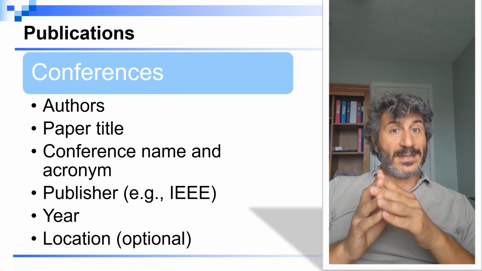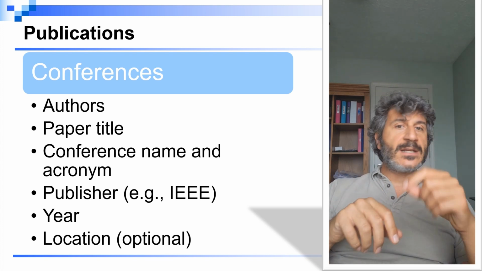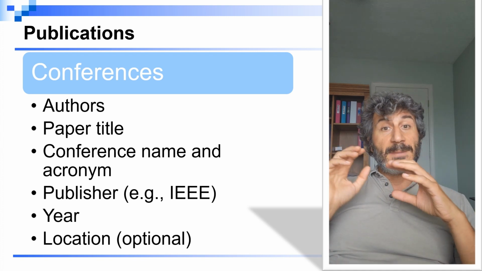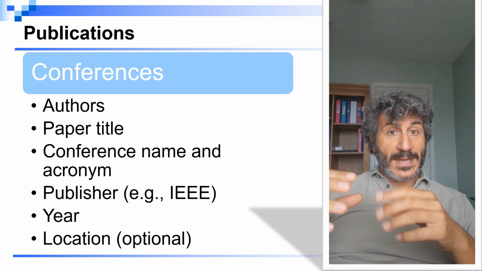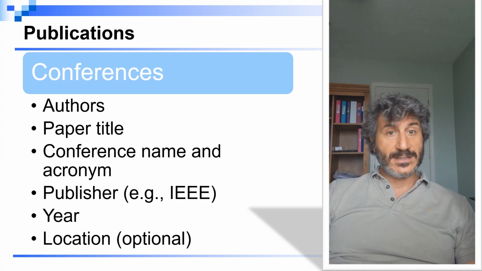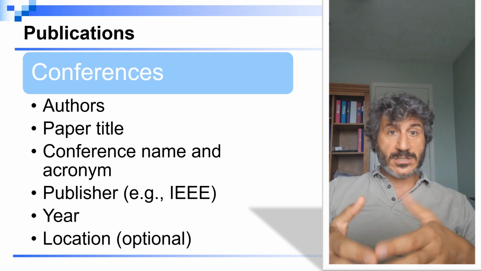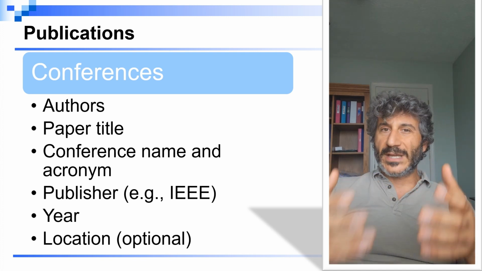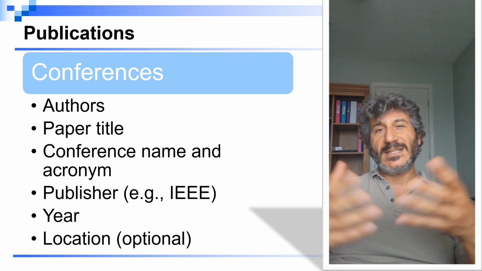Conferences are similar, but they are slightly different. So here also you need to include the list of authors, the paper title, but then you need to include the conference name and the acronym, because very often conferences are known by their acronym rather than the full name. Who is the publisher, such as, for example, IEEE, in which year? And you have the option of including the location. Some people do, some people don't, and that is not really relevant.